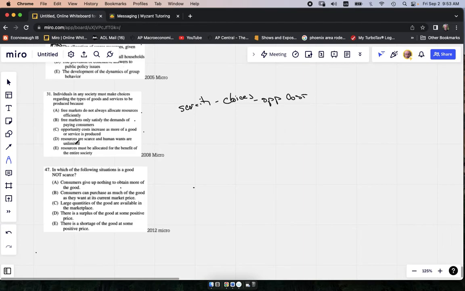This probably could be considered very true too. Resources are scarce and human wants are unlimited. Individuals in any society must make choices due to scarcity, resources being scarce and human wants being unlimited, right? We have to make choices.